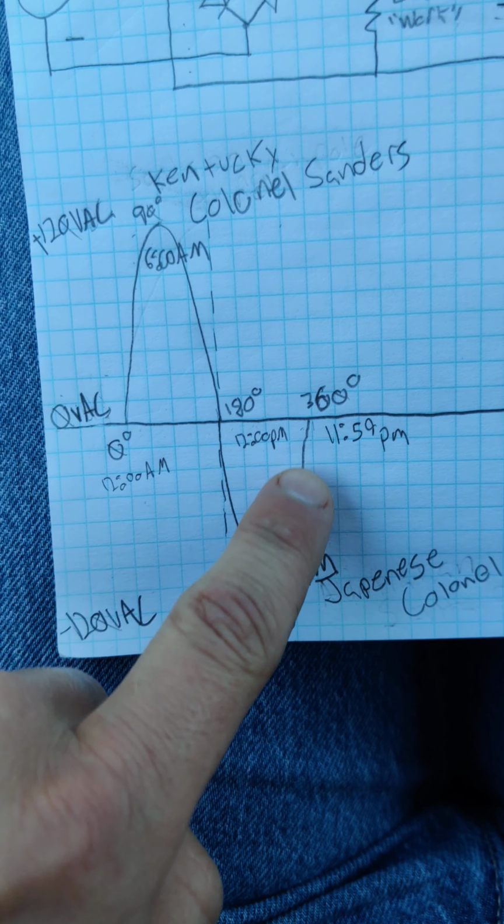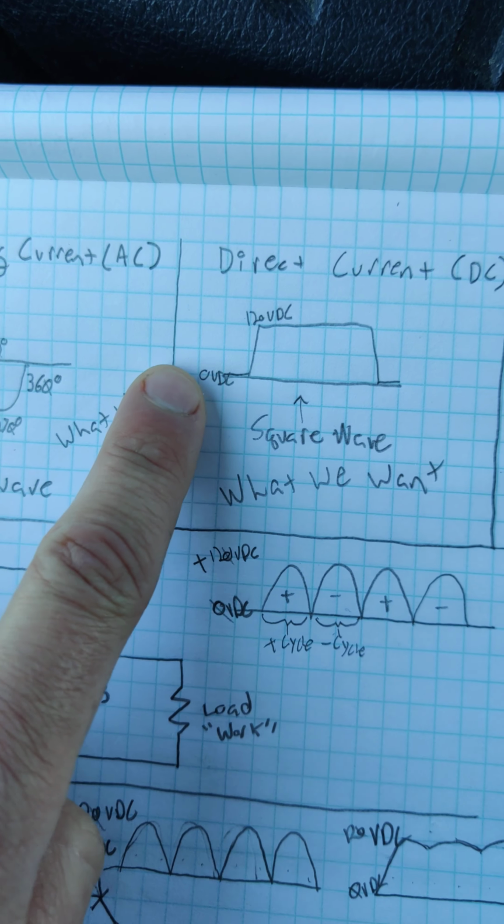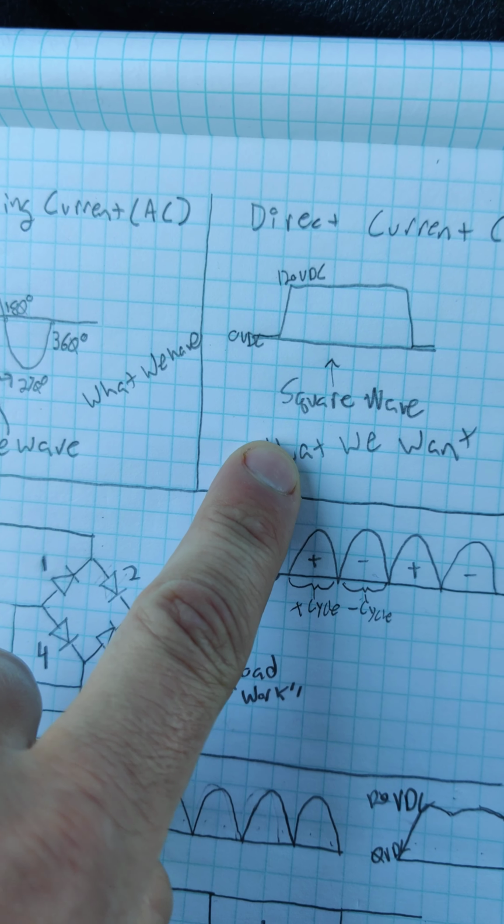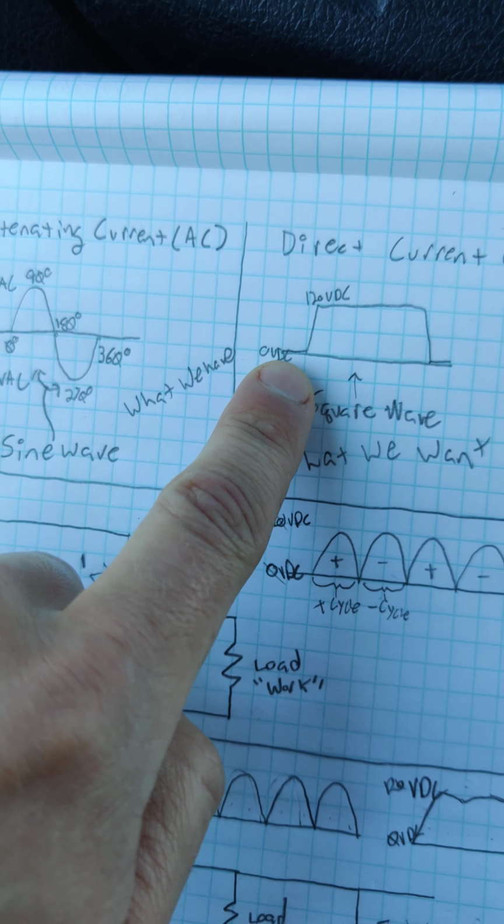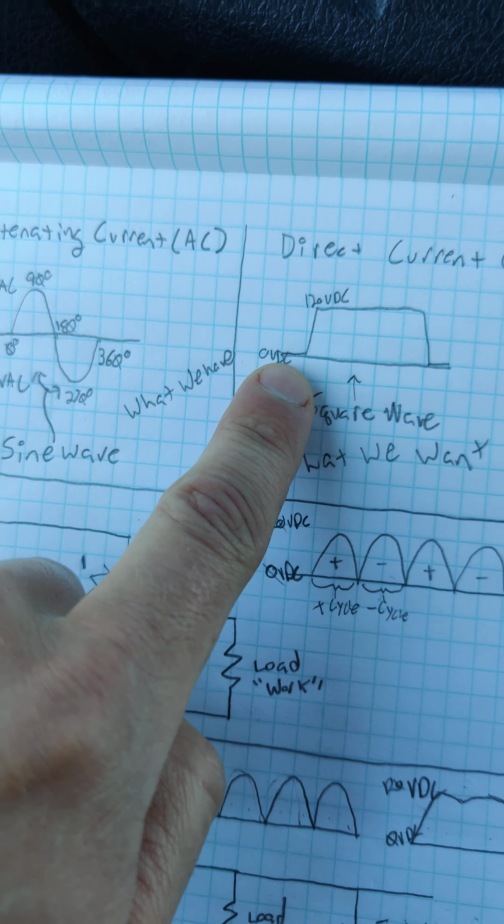Whereas AC goes up and down, DC can only ever be positive. It never goes negative. So you go from 0 volts to 120 volts, and it just stays on, and it turns off. It's kind of a digital affair. It doesn't have to be digital, but that's what we're trying to get to.